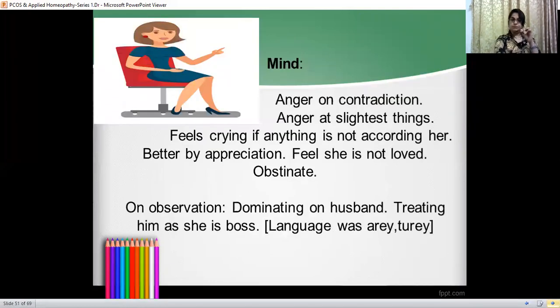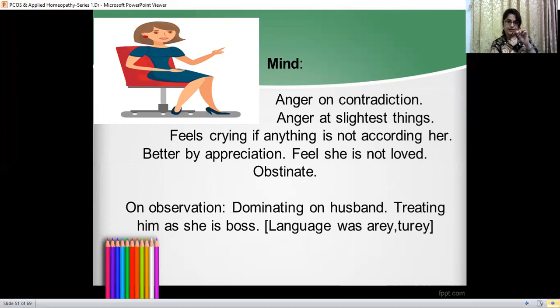Mind, very, very important. On inquiring about her mind state, she had visited my clinic with her husband. So: anger on contradiction, anger at the slightest things, feels like crying if anything is not according to her. She said, I feel better by appreciation. I feel that I'm not loved.